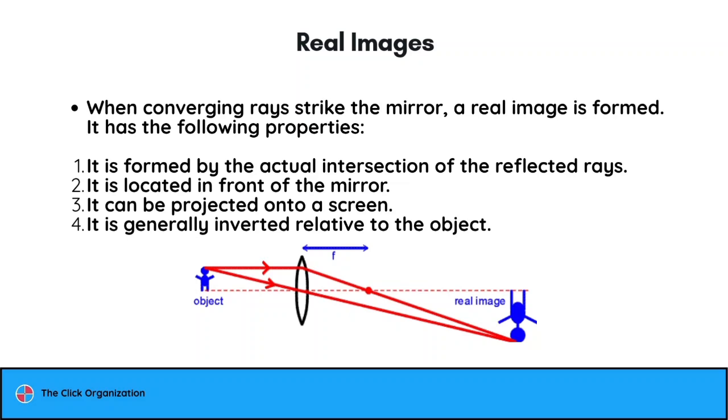And in this diagram, the object is placed in front of the mirror. The reflected rays meet at a point, creating the real image. And notice that the image is inverted and formed in front of the mirror.